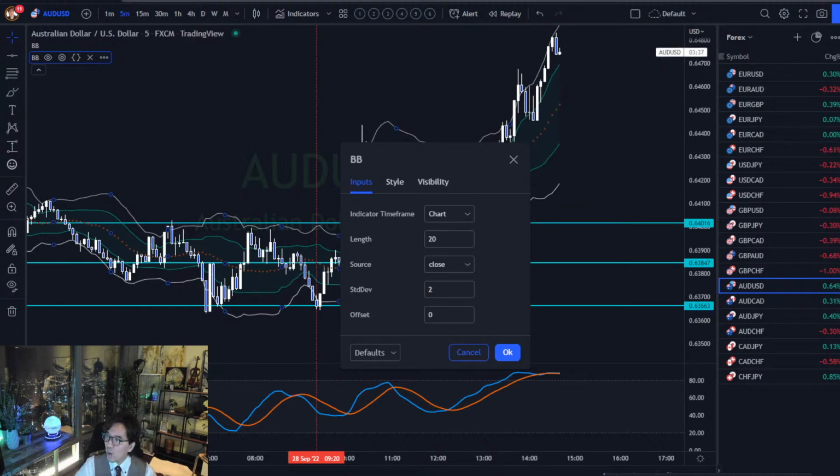So that's how I set my Bollinger Bands. I have been using the Bollinger Bands since I was new to trade, and along the way I took the Bollinger Bands out, but then I added them again and it works really well for me.